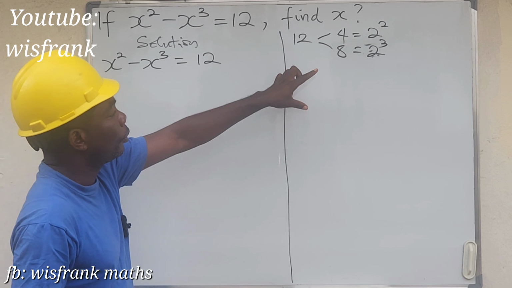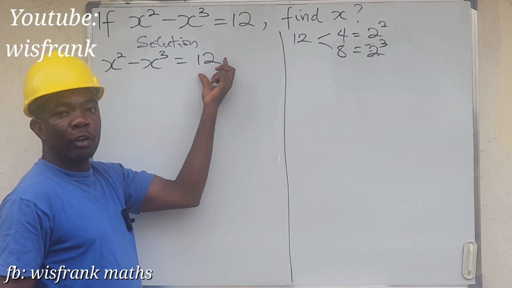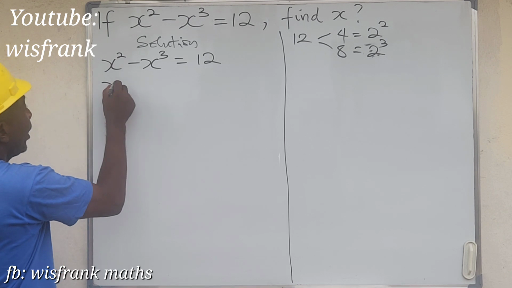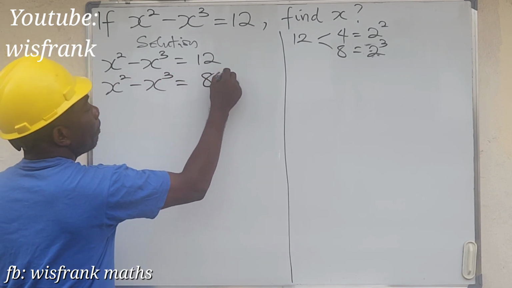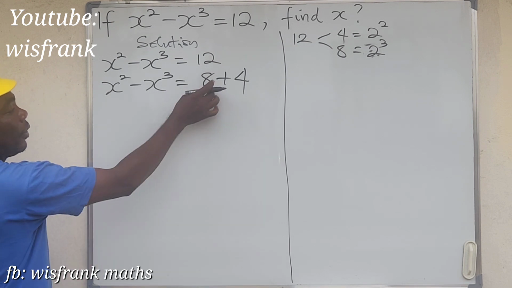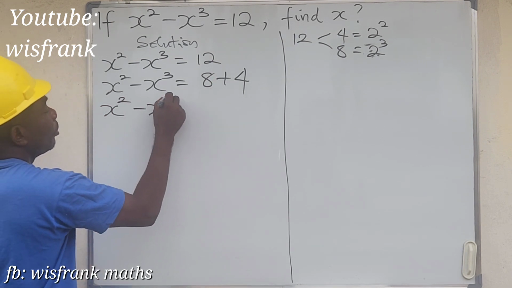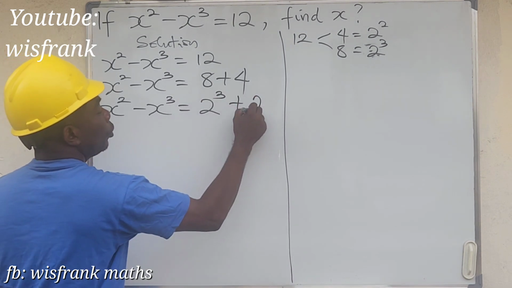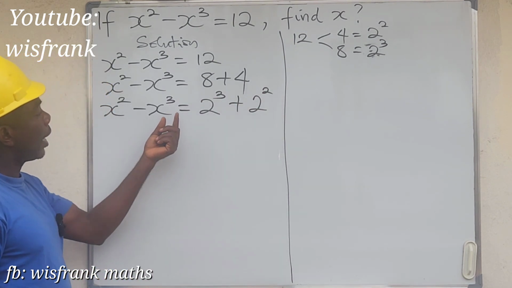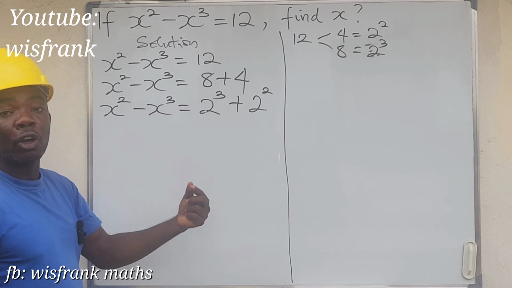So we are going to substitute the factors of 12, which are 4 and 8, in place of 12. So here will become x to the power of 2 minus x to the power of 3 equals 8 plus 4. This is what it means. So this 8 plus 4 will become x to the power of 2 minus x to the power of 3 equals 2 to the power of 3 plus 2 to the power of 2. So here we have the power of 3, the power of 3, and the power of 2, the power of 2. So let us collect like terms.